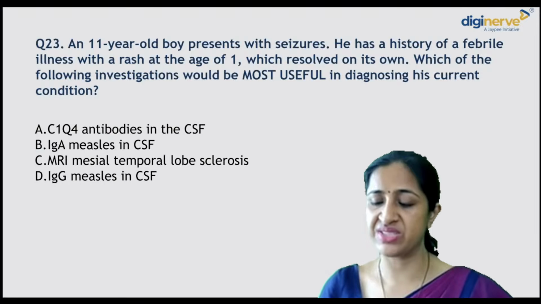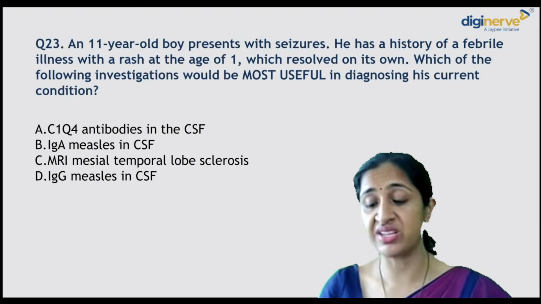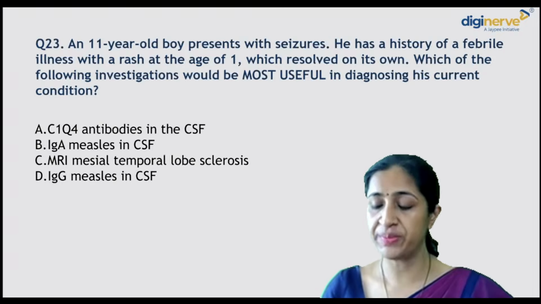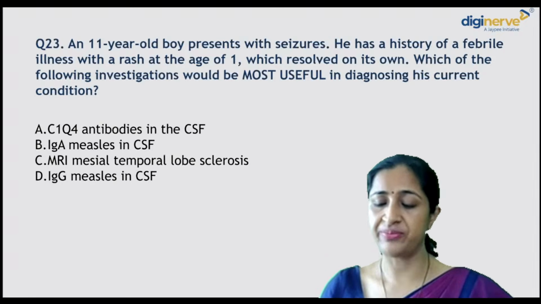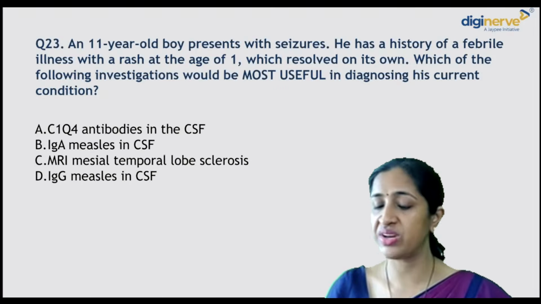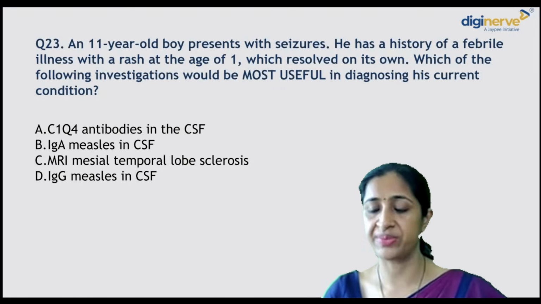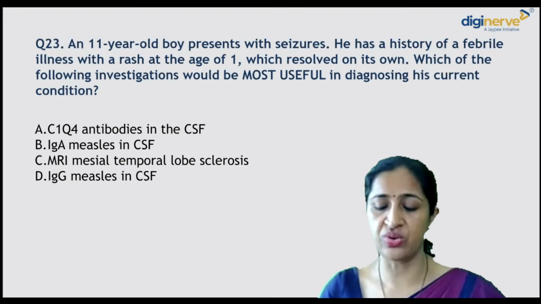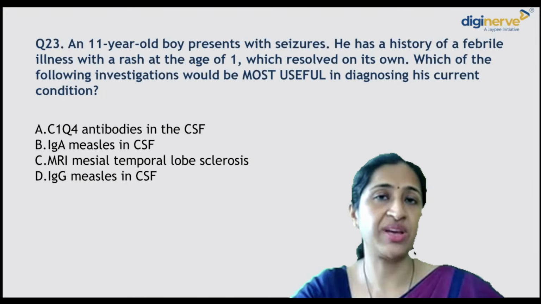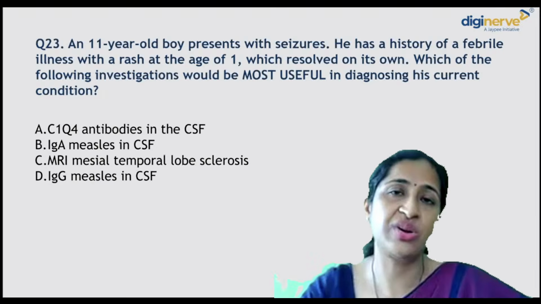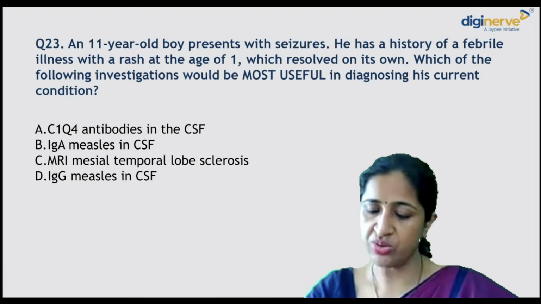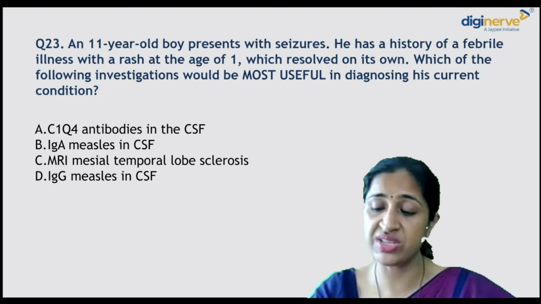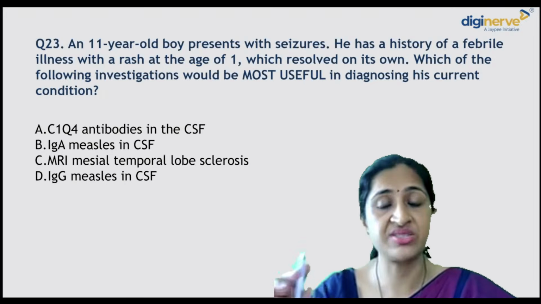11-year-old boy presents with seizures. There's history of febrile illness with rash at 1 year of age, which resolved on its own. Which investigations would be useful in diagnosing his current condition? Now, an 11-year-old boy, why should an 11-year-old boy have seizures? One, he could have developed some acute cause. But by understanding these options, there is no acute cause. They have given you a history that there was a febrile illness with rash.